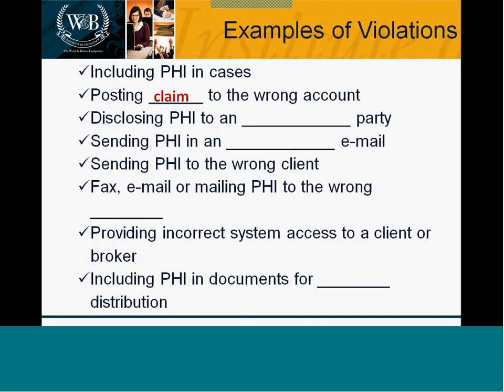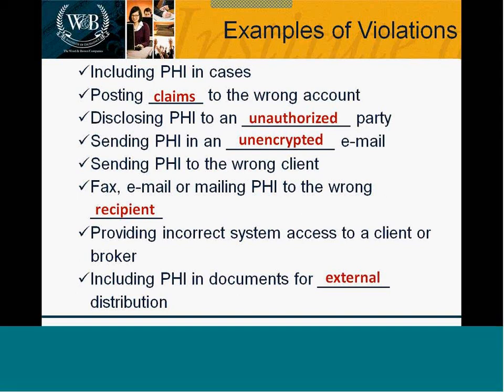So some of the examples that could occur: maybe claims are posted to the wrong account, maybe disclosing protected health information to an unauthorized party, maybe sending an email with PHI unencrypted or to the wrong people. In fact, emails to the wrong recipient are common. Because we do allow system access to external sources, maybe we provided system access to the wrong person, that could be a violation, or included protected information in documents that we distribute externally. If any of those things occur, that's not a good thing.